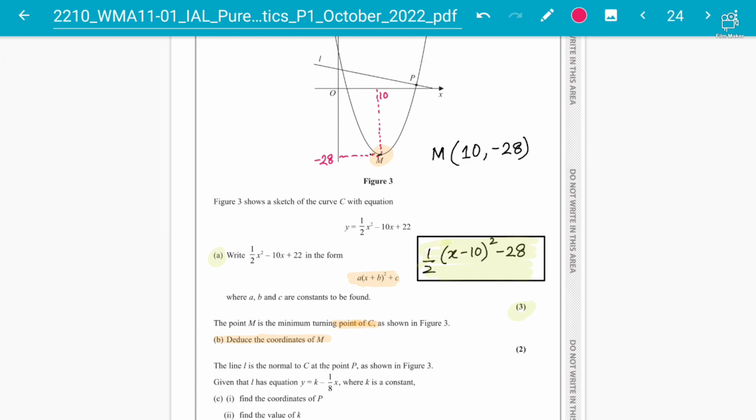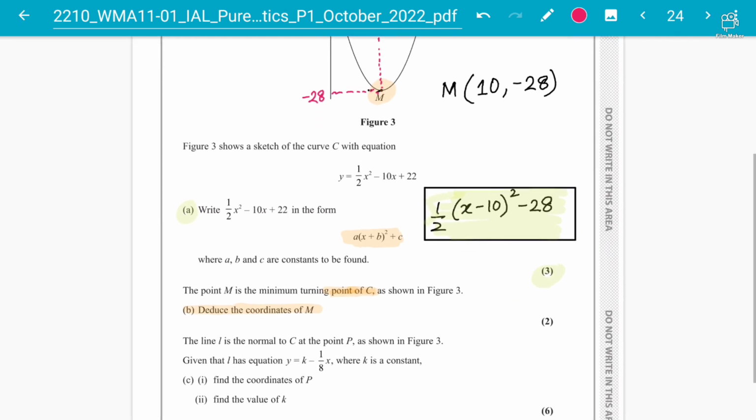And this is called the range. The range will be greater than or equal to minus 28, okay? So the range of the graph is greater than or equal to minus 28, okay? And similarly, the x value is 10 when that will occur, okay? So when you put x is 10, then this will occur, okay?